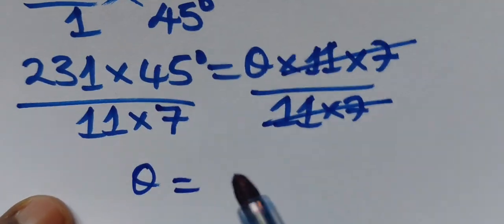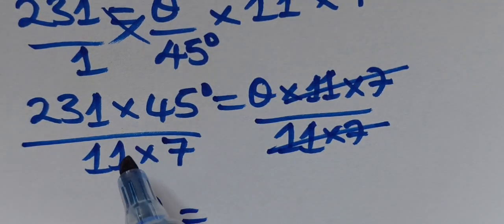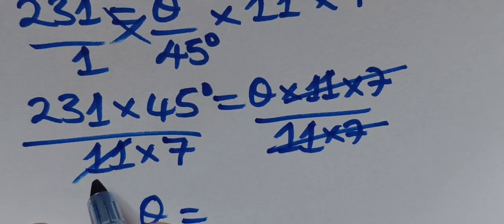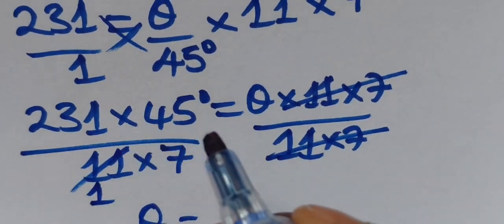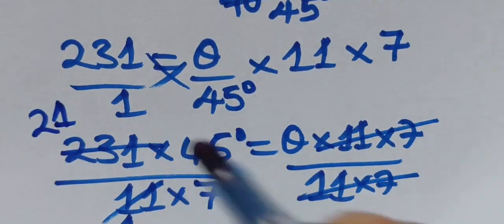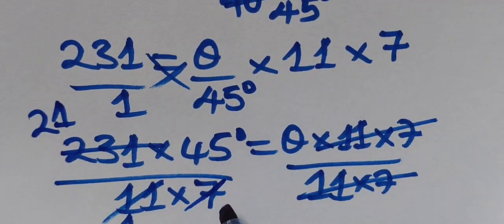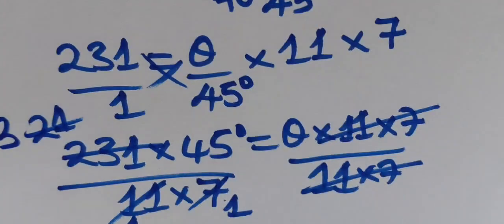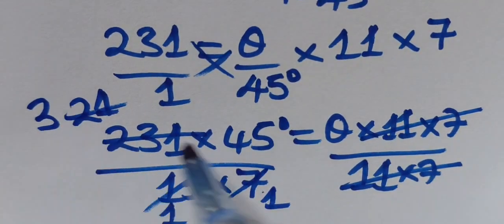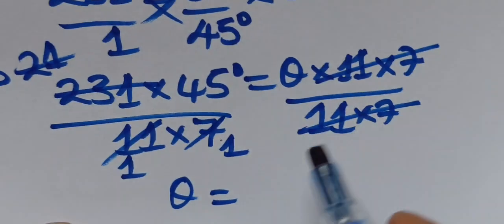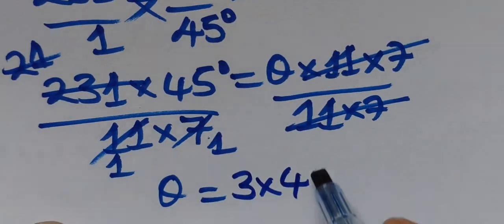So theta is equal to, now 11 can go into 231, 21 times. So 11 into 11 leaves us with 1, and 11 into 231 gives us 21. 7 can go into 7, that is 1, and 7 can go into 21, that is 3. So here we are remaining with a 3. And this means that we have 3 times 45 on top, and below it is just 1 times 1. So 3 times 45 degrees.